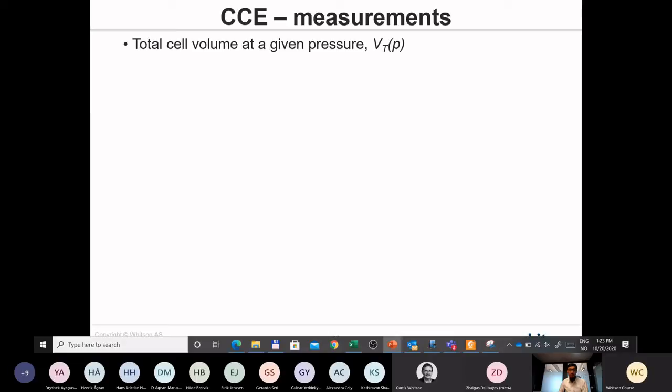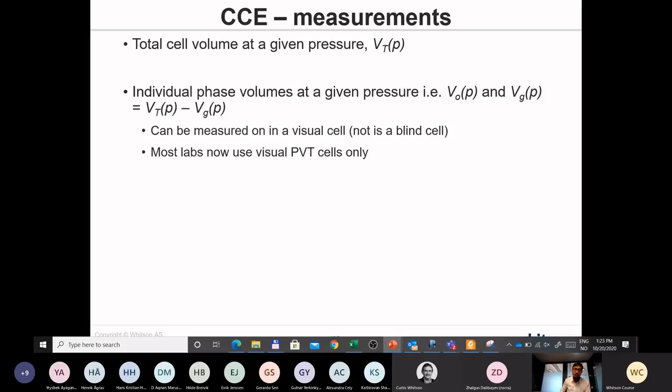So the measurement is done. You get the total cell volume at any given pressure. You get the individual phase volumes at a given pressure, so the volume of the oil and the volume of the gas phase. And this is only possible to measure if you are using a visual PVT cell.